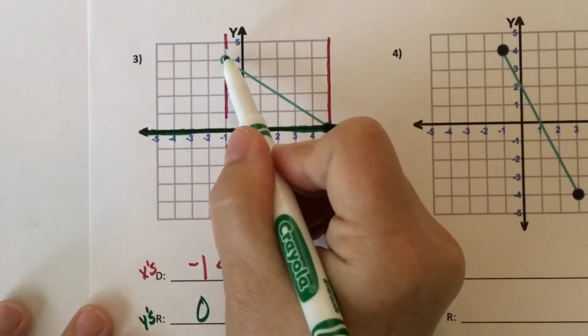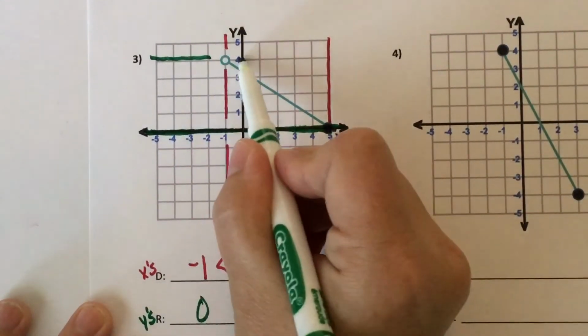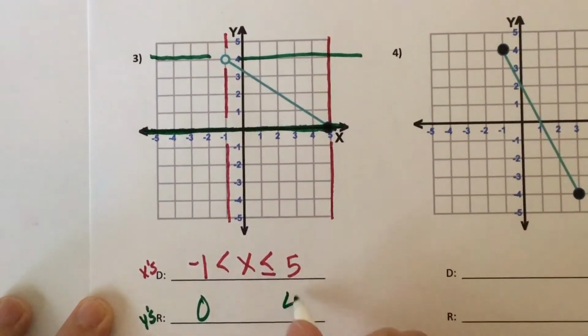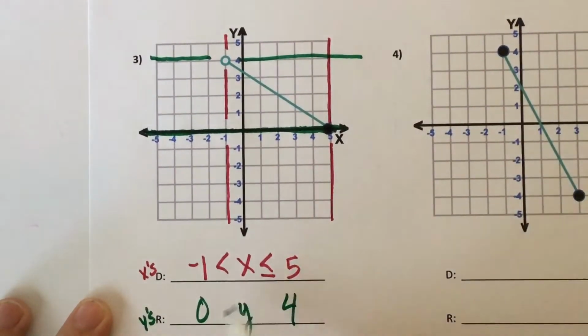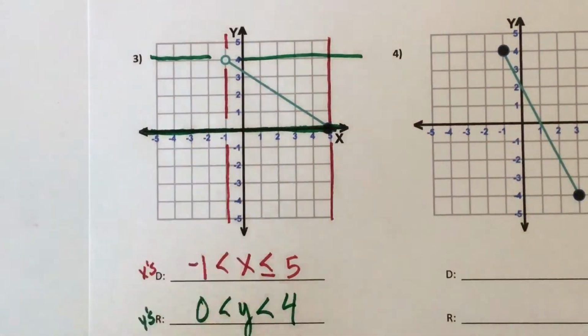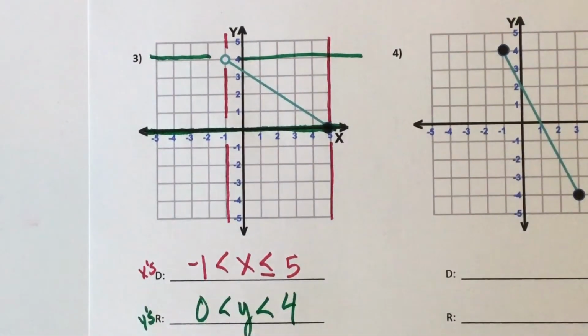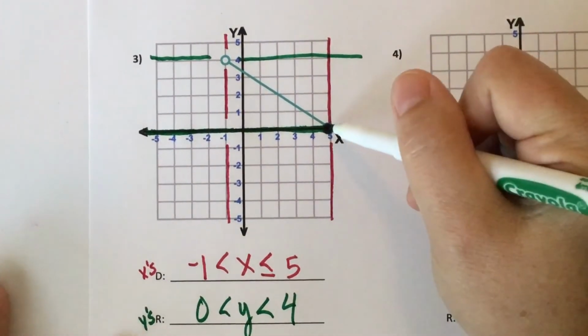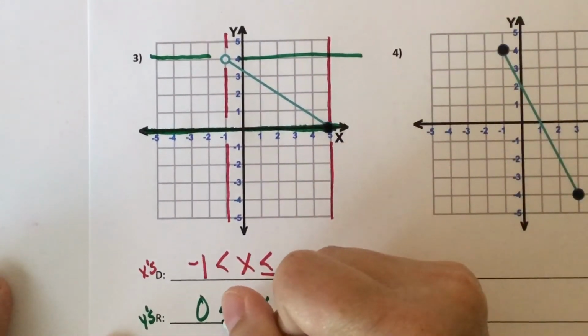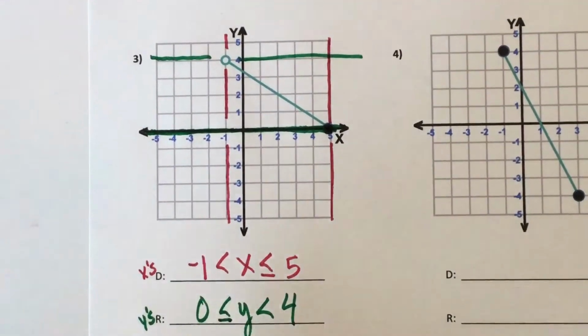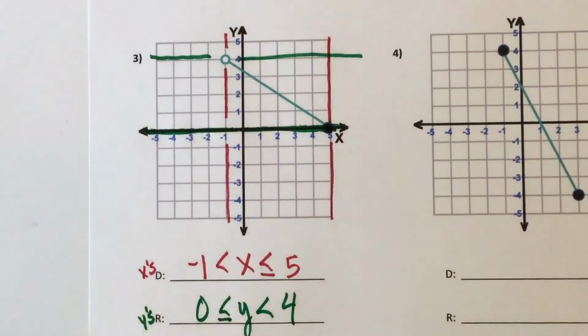And this is the highest the graph goes, and who's your y value up here? 4. And it's all the y's in between. Okay, let's slap those signs down. Pew, pew. And who is going to get the equals? Down here at the y value of 0 is going to get the equals because it was a closed circle. How are you feeling about this? You think it's easy?